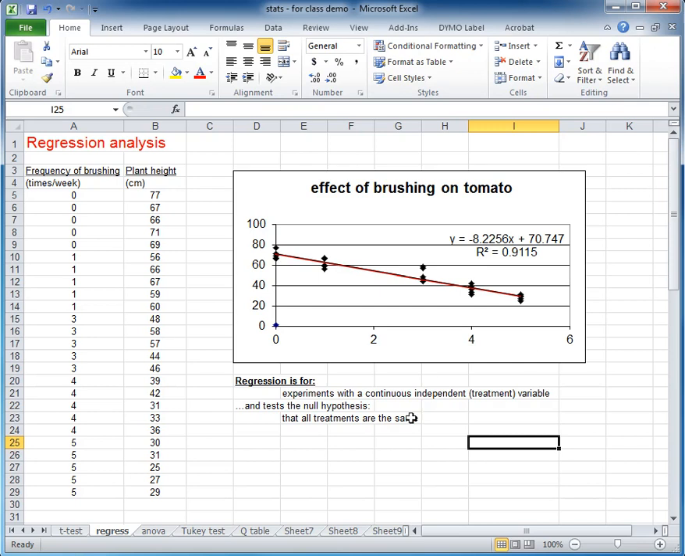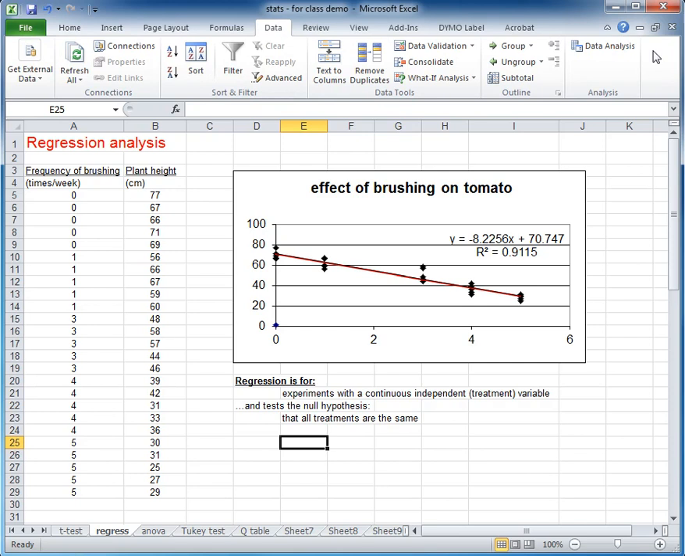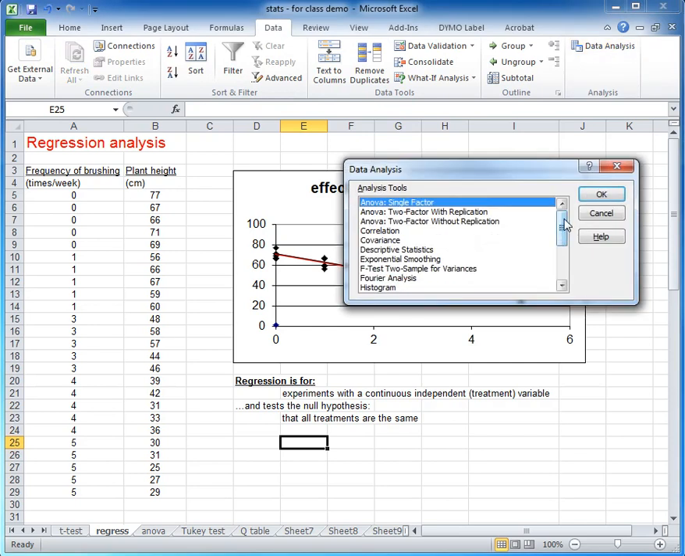So what we're really testing when we do regression, which we'll do now, is the question, is the slope 0? That's what the computer is going to do. Is the slope 0? And, if so, what's the probability that it is? So let's go to data analysis.